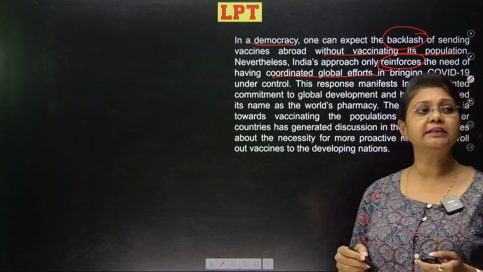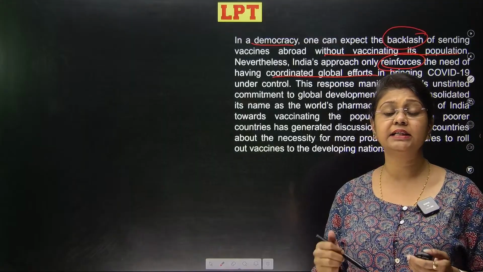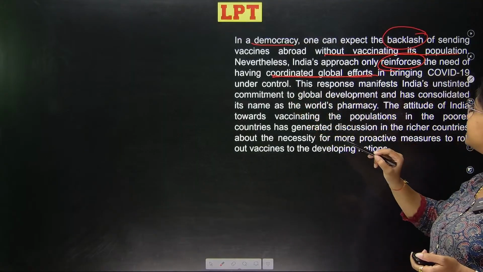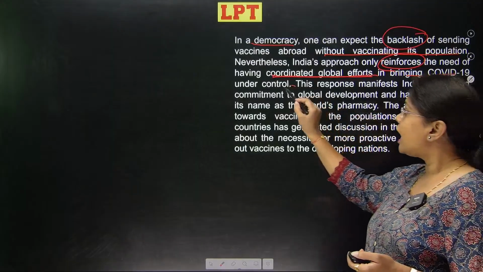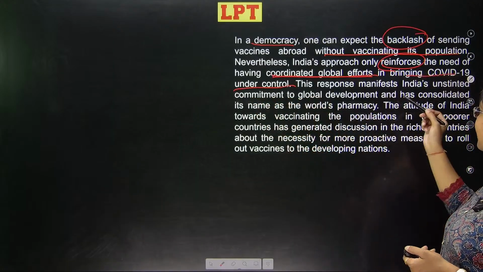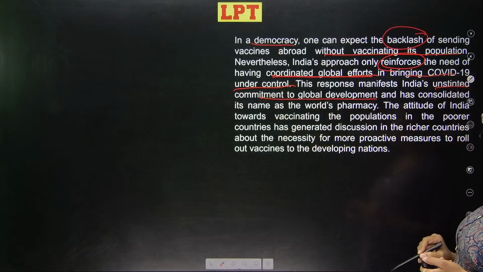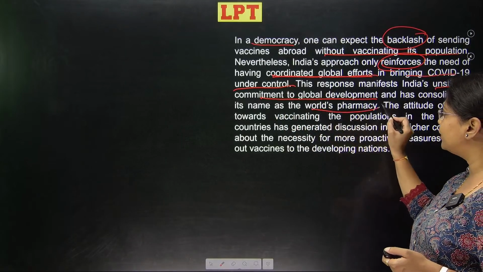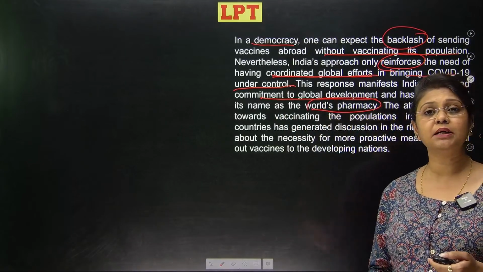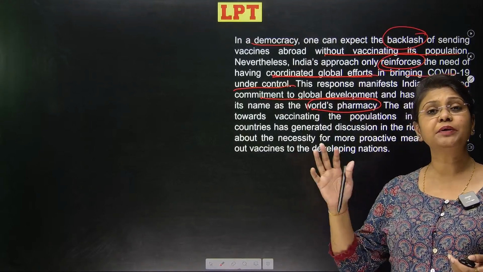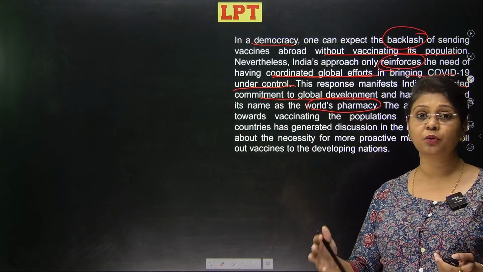So we are saying that the stance taken by India is in line with the fact that you are talking about coordinated global efforts in bringing COVID-19 under control. This response manifests India's unstinted commitment to global development and has consolidated its name as the world's pharmacy. So India has been labeled as the world's pharmacy because it is taking a stance that helps these poor nations to have access to vaccines.